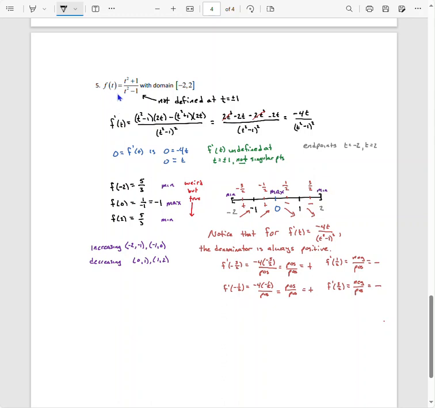F of t is t squared plus 1 over t squared minus 1 with the domain of -2 to 2. Notice the original function is not defined at t equals plus or minus 1. Original function, keep in mind its domain. So it's actually from -2 to -1, and then to +1, and then to 2. -2 to -1. Oh, we can't use that point. But from -1 to 1, we're good. But can't use that point. And then from 1 to 2, we're good.